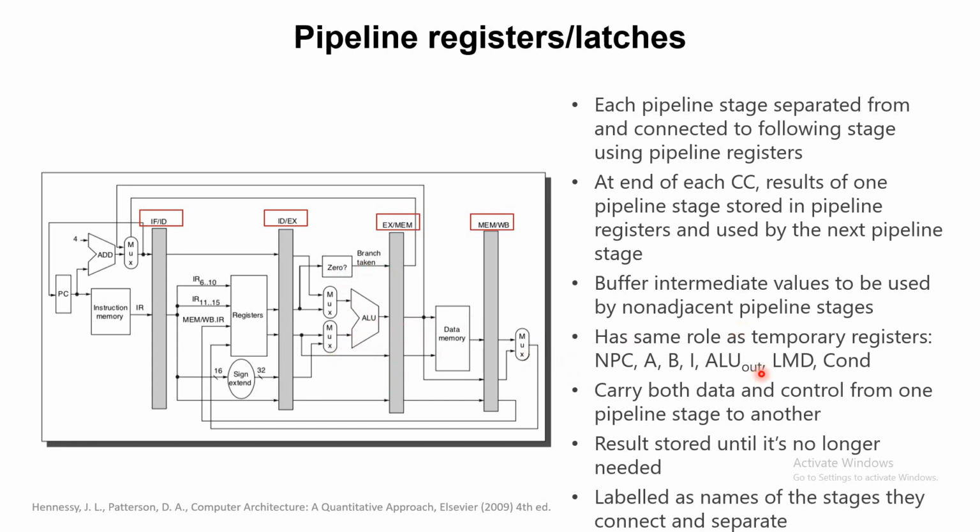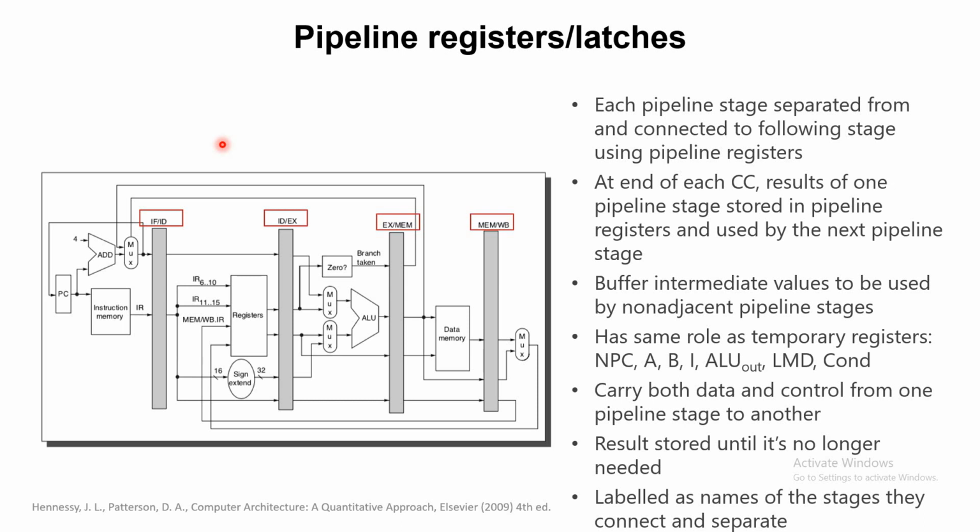So similarly, this set of registers will not be accessed by the user, and the processor is going to use them for its internal use. Okay. We have already discussed that these registers are used to carry the data and control from one pipeline stage to another, and whatever result is stored by this set of registers will remain there until it is no longer needed.